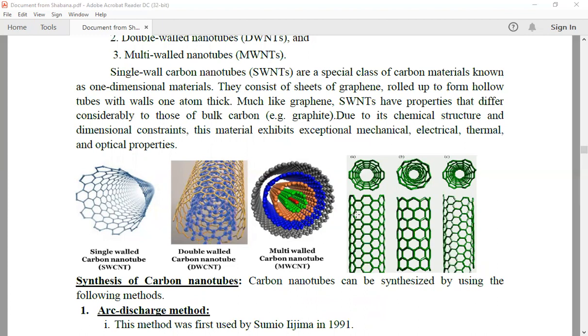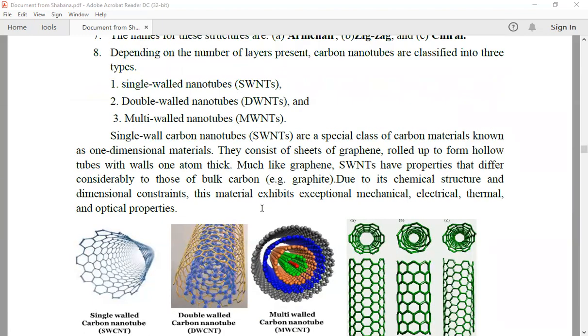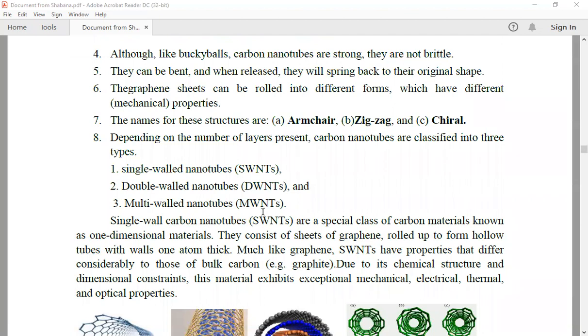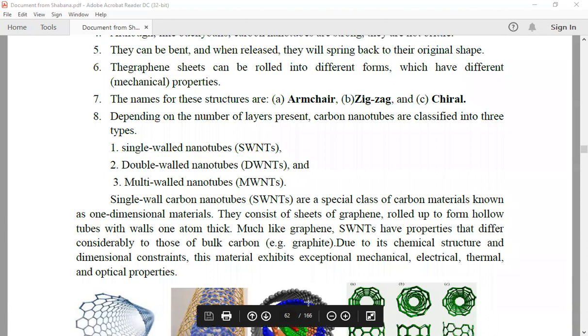And these carbon nanotubes are sheets of graphite about 0.4 nanometer thick, rolled up to make a tube a few nanometers in diameter. These carbon nanotubes are otherwise called bucky tubes. The carbon nanotubes are strong and they are not brittle. They can bend, and when released, they will spring back to their original position.